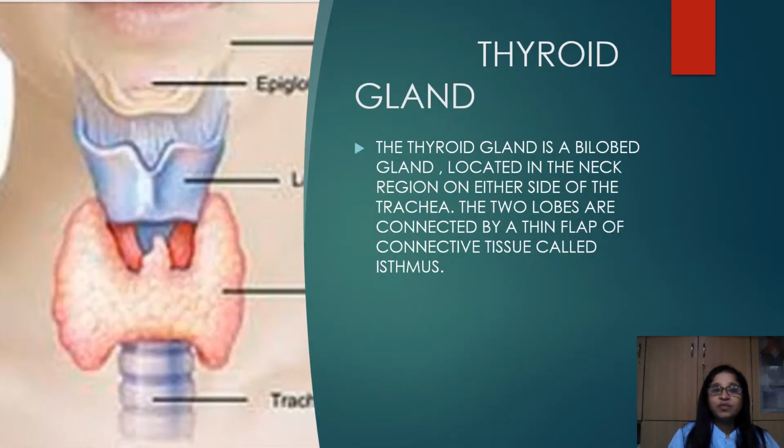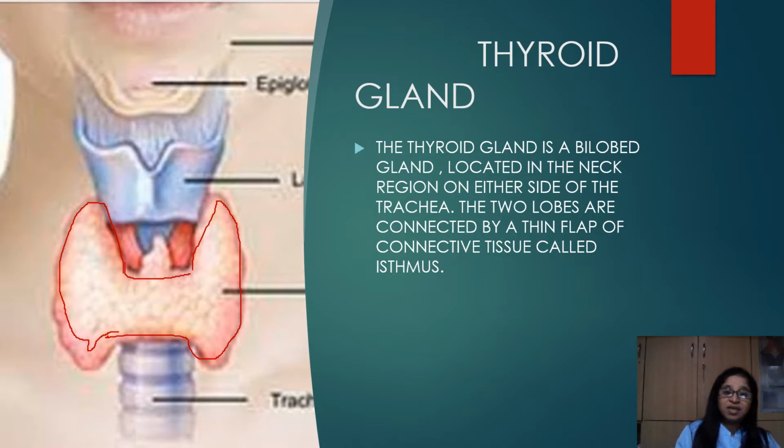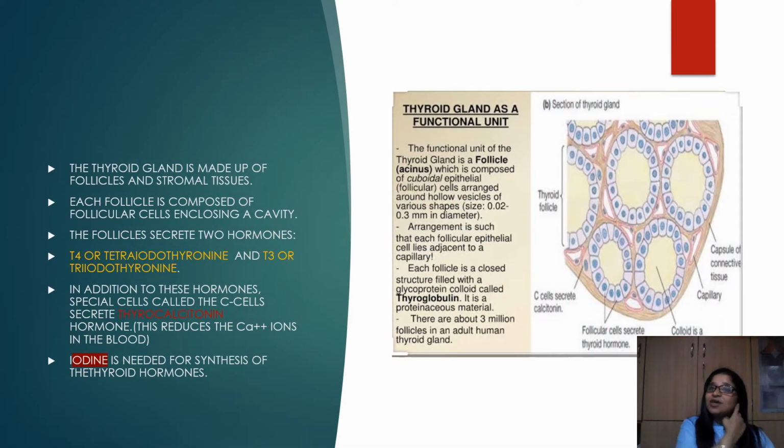Yes, so we begin with the thyroid gland. When we talk of the thyroid gland, it is a bilobed gland. So you can see this is one lobe, the other lobe on either side of the windpipe or trachea, and there is a thin flap of connective tissue which connects these two lobes, which we call the isthmus. So technically speaking, it looks like an H-shaped structure, which is on either side of our trachea. The thyroid gland is made up of follicles.